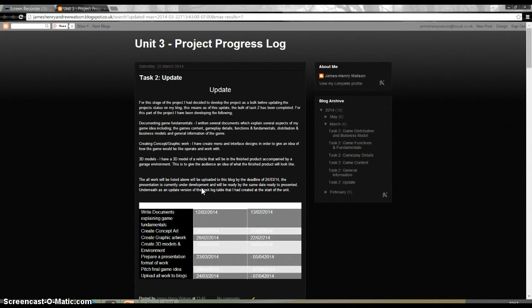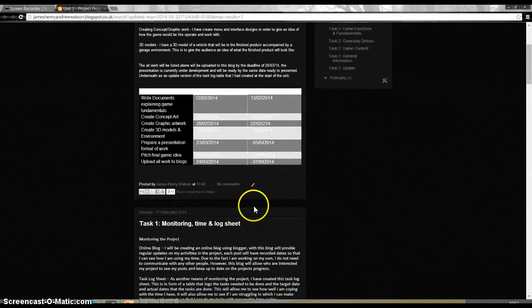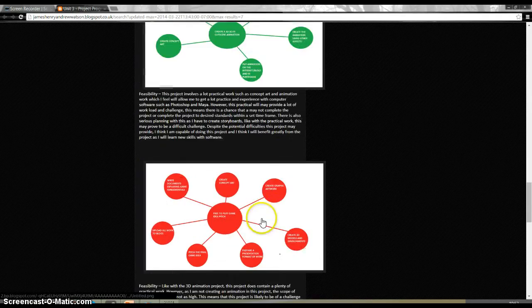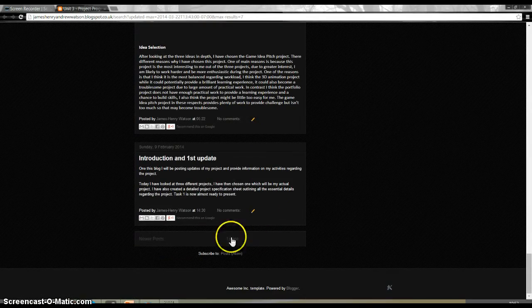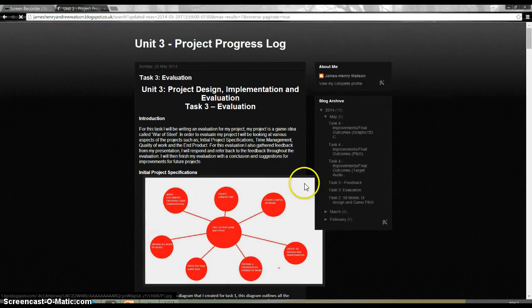Task 2 was the main bulk of the project. This is basically carrying out what I planned in Task 1. You can see in here for Task 2 I've also updated this table which I created for Task 1. This outlines the target dates to get parts of the project done and the actual dates I finished them. The blog was also created during Task 1.